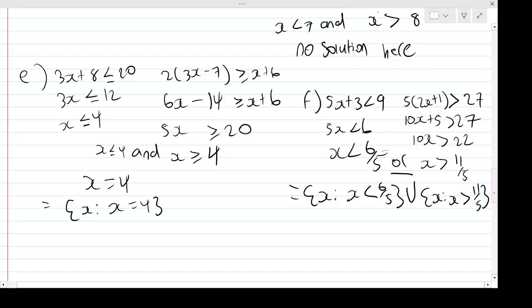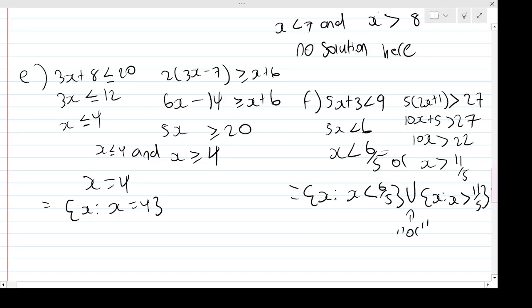And so that is that in set notation. That is a key detail. If we have an or, we need to write these as two different inequalities, which means we need to split them into two different sets. And then we need to use this symbol, which means or, to combine them.